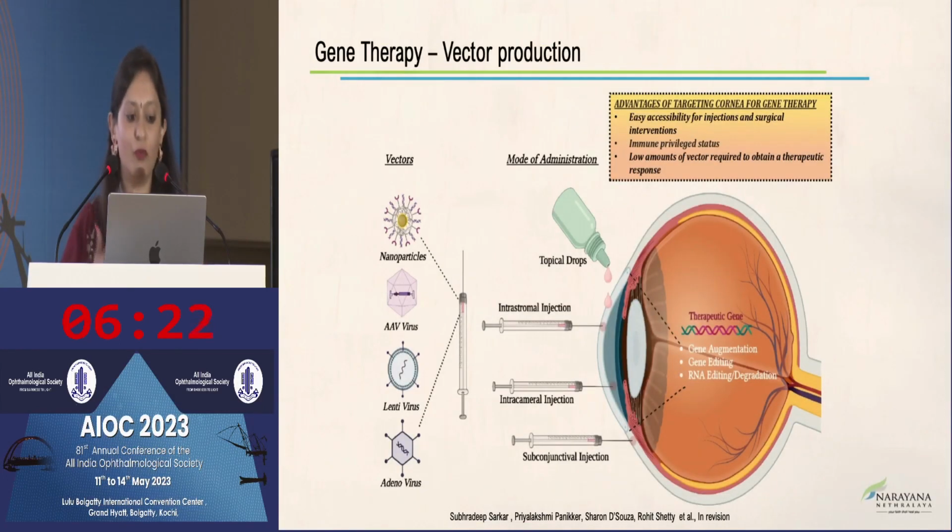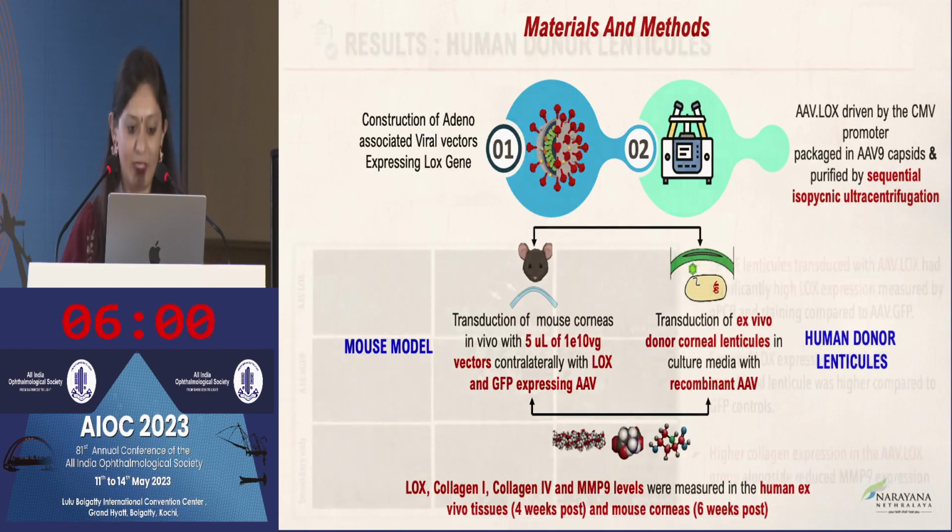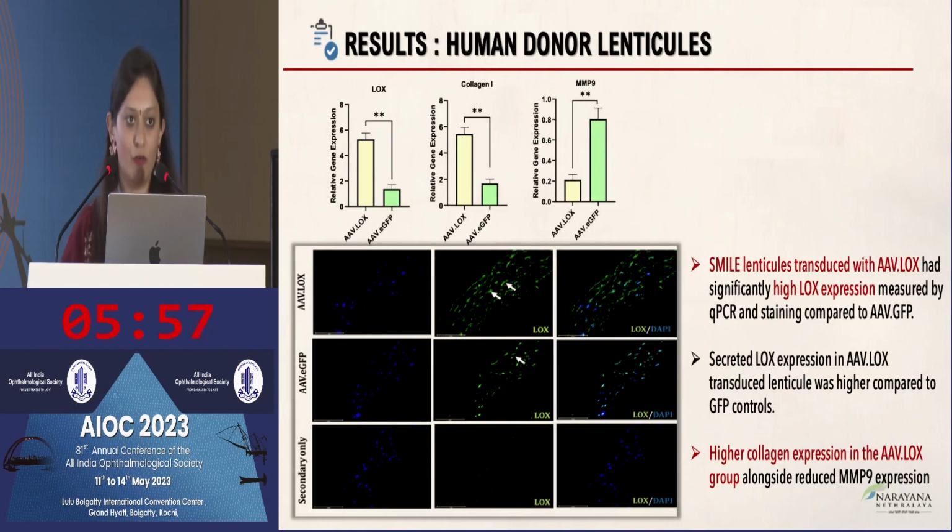Now, there can be different modes: topical drops, intrastromal injections, intracameral injections, or subconjunctival injections. But we wanted to study whether topical drops or intrastromal injections can help in modifying this lysyl oxidase gene or enzyme. So we did a lot of studies on animal models and lenticules where we injected the lysyl oxidase vectors. To simplify, what we found was that if you inject these vectors intrastromally or as a topical drop, your lysyl oxidase levels, as you can see in this graph, increase compared to controls. And your collagen, which is also necessary to maintain the strength of the eye, also increases.